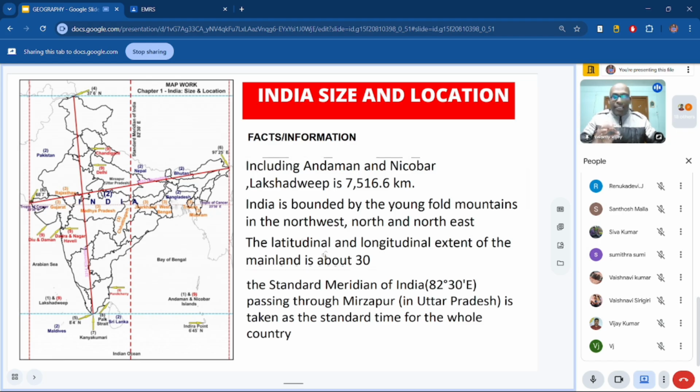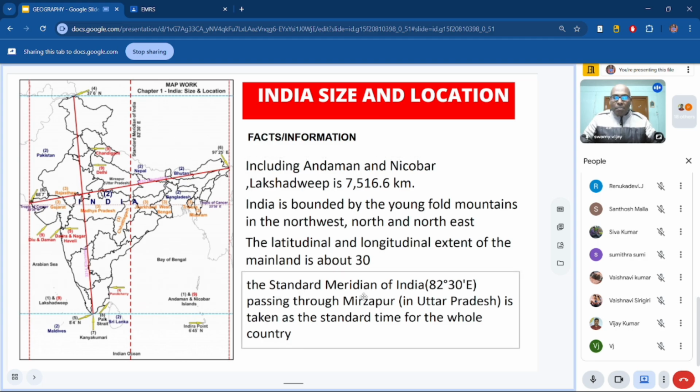That is the reason why in Arunachal Pradesh, when the sun rises, in Gujarat it is still dark. There is a 2 hour time difference between the extreme point of Arunachal Pradesh towards the right side and the extreme point of Gujarat towards the left side. 2 hours difference is there. The longitudinal and latitudinal extent of the mainland is about 30.